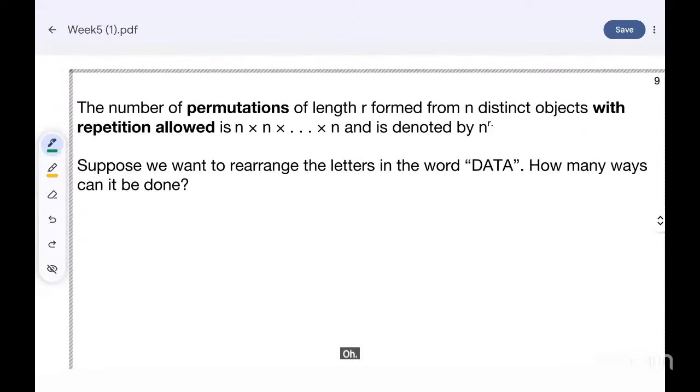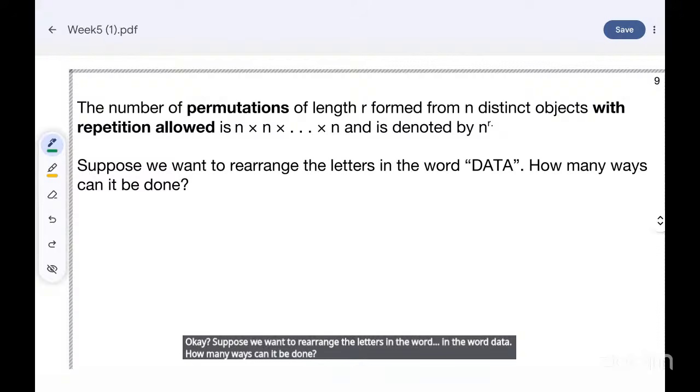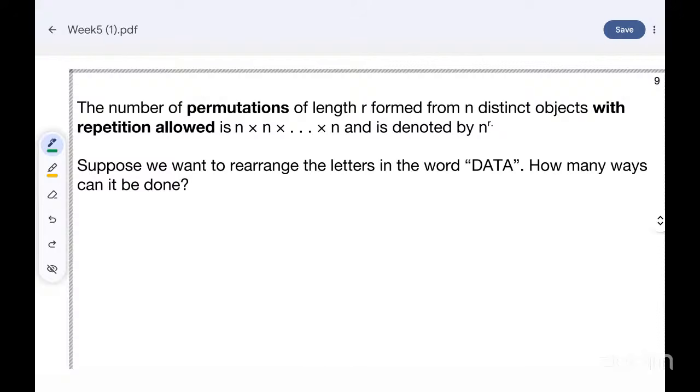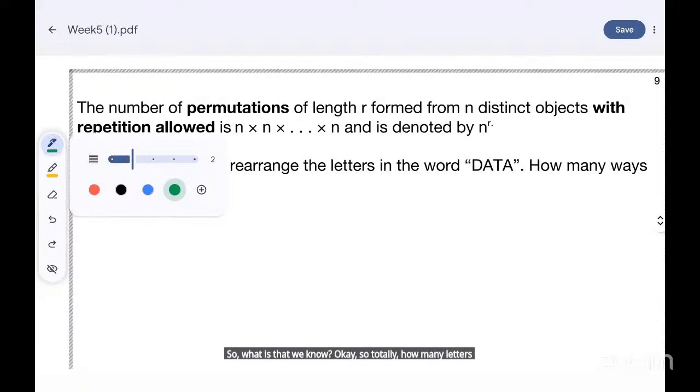Okay. Now, the next question is a little bit different. Suppose we want to rearrange the letters in the word data. How many ways can it be done? So what is it that we know? Totally, how many letters are there? How many choices are there?